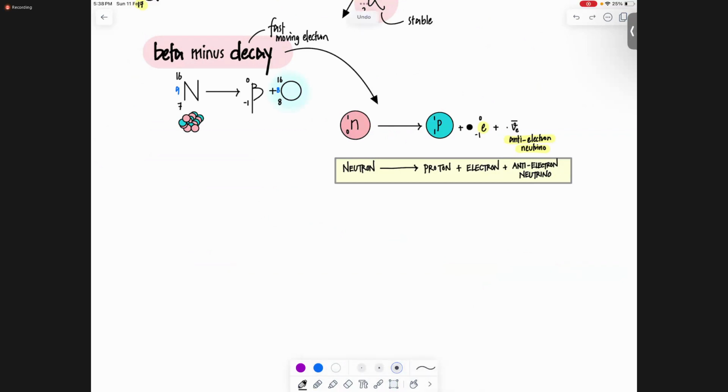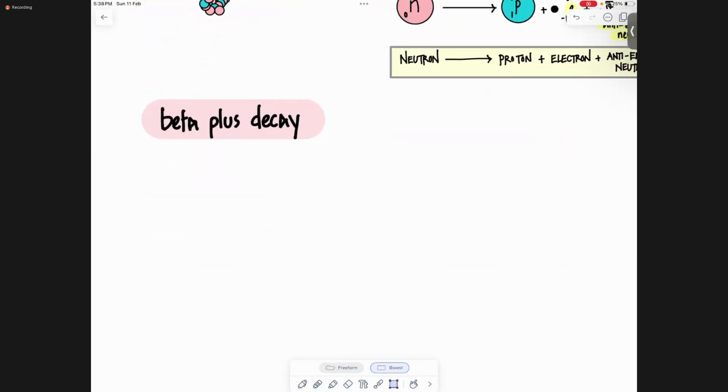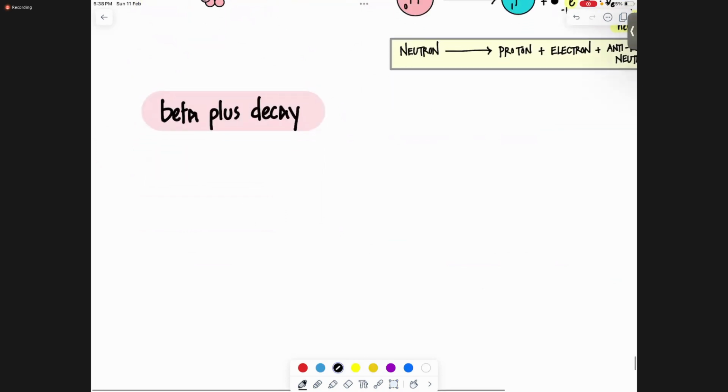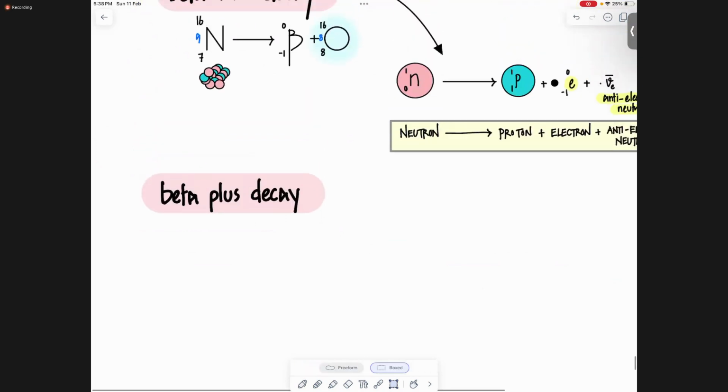Beta plus decay is kind of the reverse of the process. Beta plus decay takes place when a proton absorbs a particle to form a neutron.